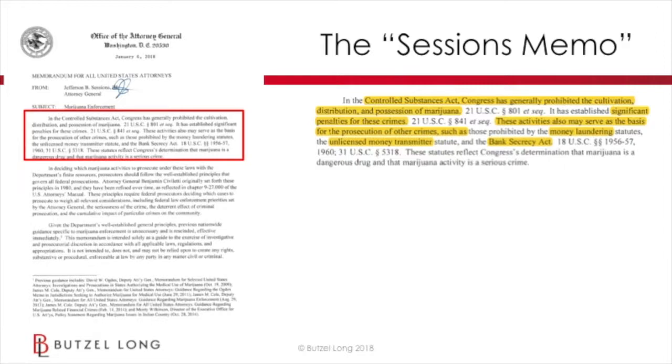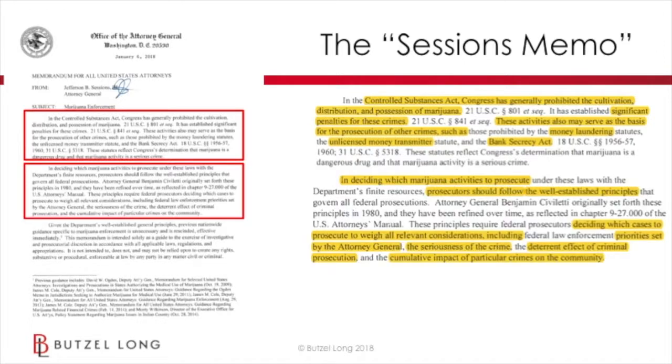It doesn't directly say there's an issue with marijuana itself. It says money laundering, unlicensed money transmitter, Bank Secrecy Act violations. So the memo starts off talking about these more white-collar offenses, saying, well, we may not directly go after these things, but let's put these things on the radar. If you're not paying your taxes, you're laundering money, this needs to go on the radar.